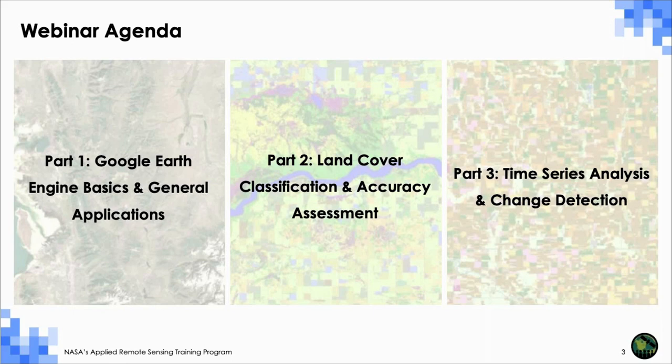In session 2, we'll go over methods of completing a supervised land cover classification to identify cover types like forests, shrubs, and bare soil. And we'll also complete an accuracy assessment to evaluate the performance of our classification. And in part 3, we'll calculate a number of indices to assess environmental parameters over a time series and use this time series to detect land surface change.